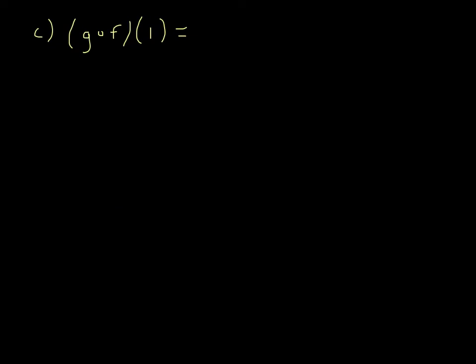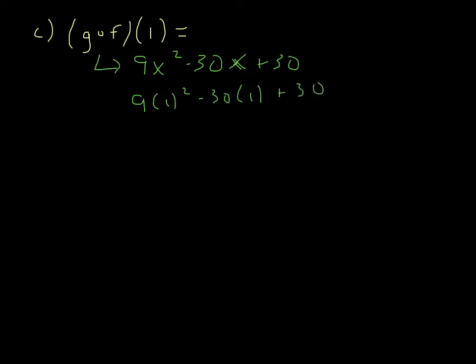How about g of f of 1? g of f of 1 means take that function g of f and replace all of the x's with 1. Remember that g of f was 9x squared minus 30x plus 30. So g of f of 1 means 9 times 1 squared minus 30 times 1 plus 30, and we get 9.